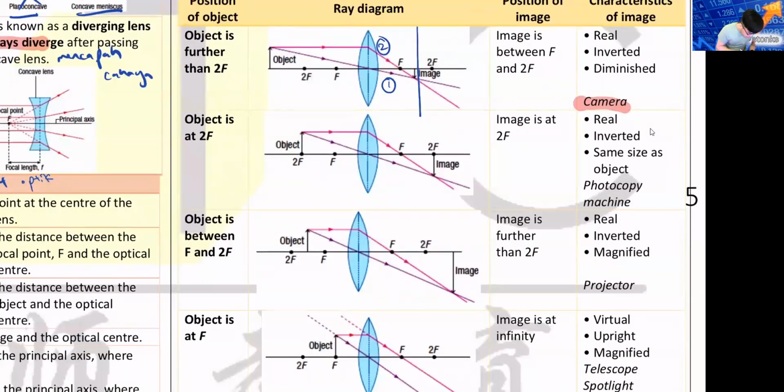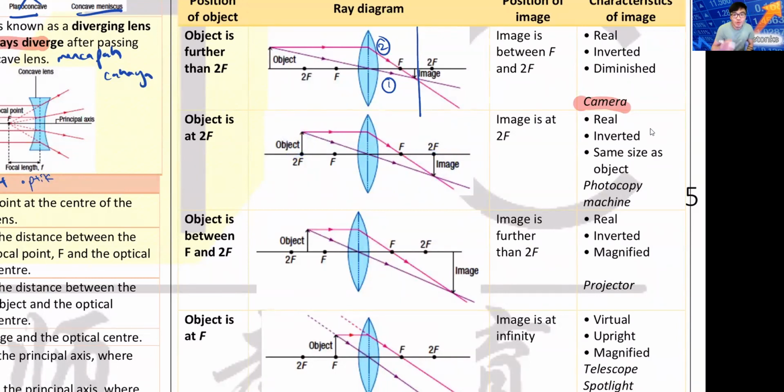Second application, when your object is on 2F, you do the same thing. First line going through O, second line straight going through F, and then you will see an image here. In this case, they are still real, because there's an image on the screen. Inverted, songsang, because they go like this. And then this is neither diminished nor magnified. It has the same size, sama, because you see they are on 2F, 2F. So they are the same size.